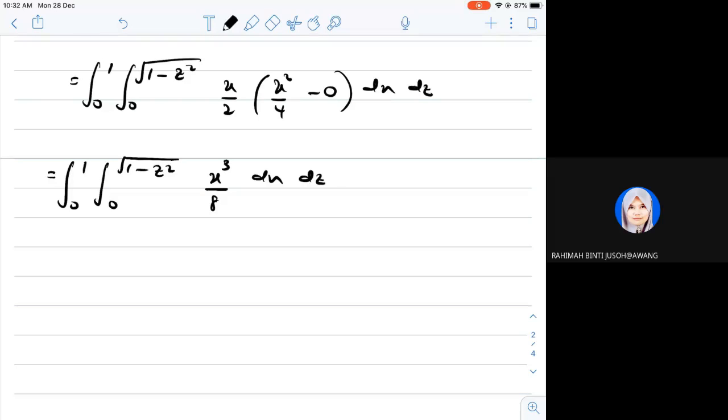Integrate x cubed, x to the power of what? X to the power of 4. Yes, very good. Thank you very much. So x to the power of 4 over 32.